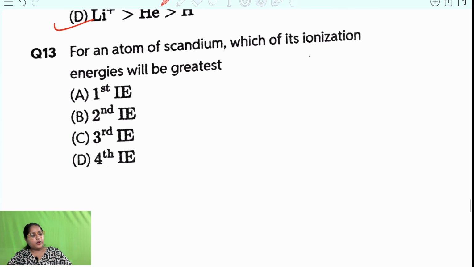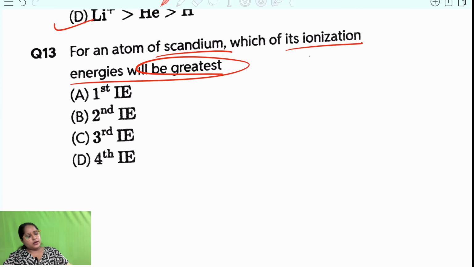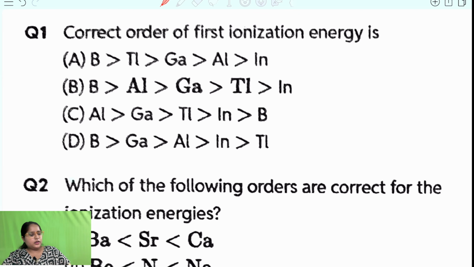Question number 13. For an atom of scandium, which of its ionization energy will be greatest? First, second, third, fourth. Successive ionization energy will be increasing, so fourth will be the answer. So here we have finished our DPP number 6 also. Now let us move to DPP number 7.